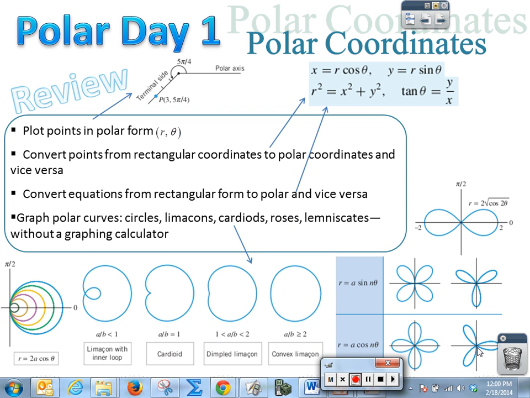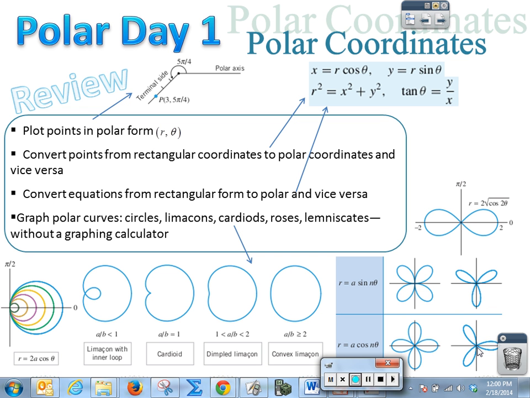Okay guys, here we go. Let's take a look at our Polar Day 1 lesson. Much of this is a review from last year, a great deal of it. There will be some new material on the second slide, but this first slide is pretty much review. But I am going to go over these concepts again as we start into polar.